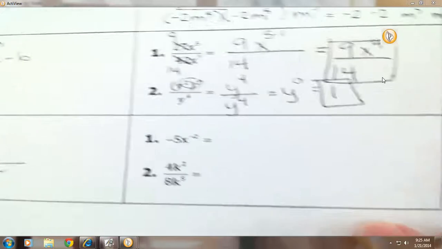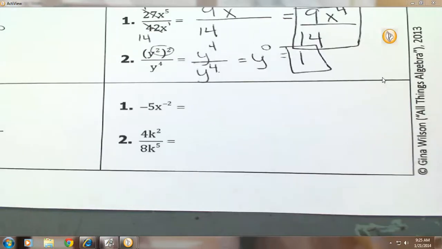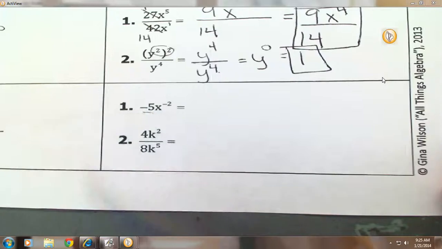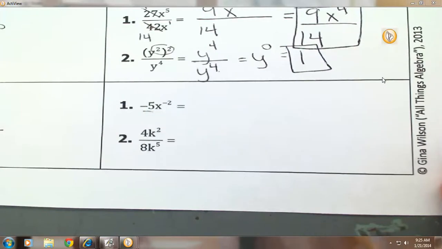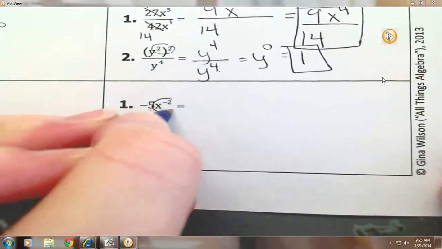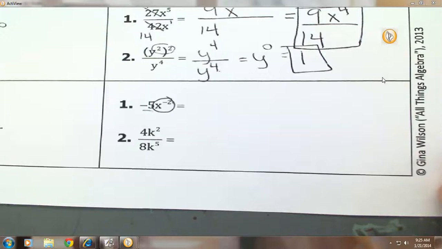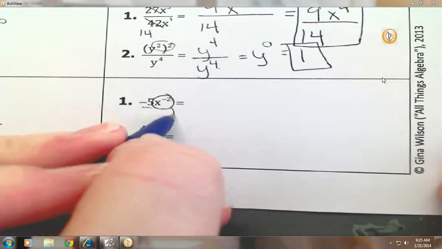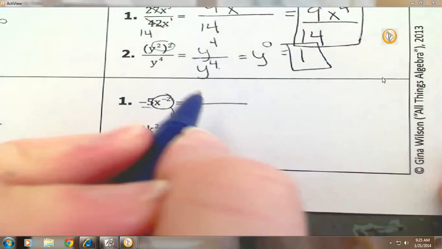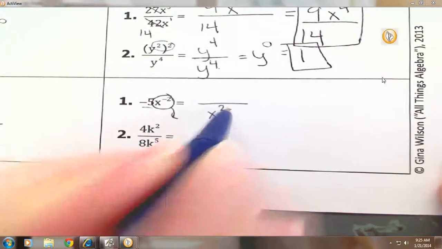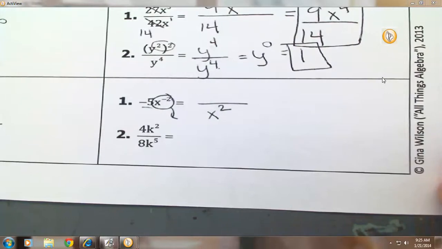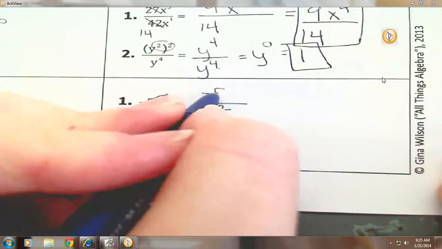Let's look at our examples here. Number 1, we have negative 5x to the negative 2 power. Does this negative 5 change floors? No, it's not an exponent. The x to the negative 2 is going to change floors, right? So we're going to change the line. When we change the line, what happens? Change the sign. Let's make it a positive. The negative 5 is going to stay in our numerator.